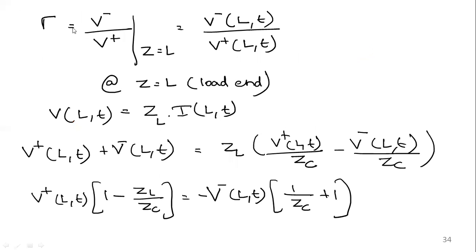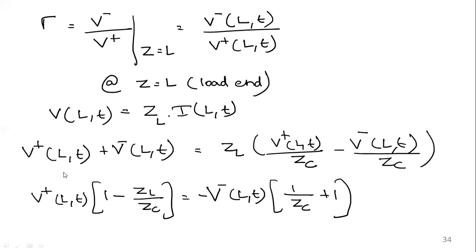So we know that the voltage reflection coefficient is the ratio of the reflected wave to the incident wave, that is V minus divided by V plus at z equal to L, that is at the receiving end, the load end. So V minus (L, t) divided by V plus (L, t), at z equal to L, the load end. Then voltage and current can be related at the load end: voltage is equal to load impedance into current. Just to denote the wave propagation and that it is varying with respect to time, we have shown it as L, t.